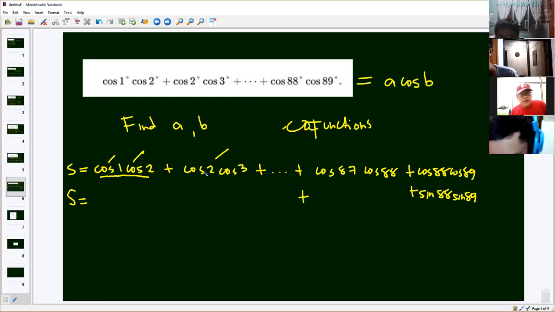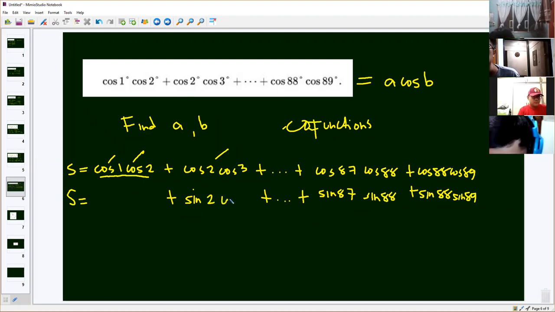Sine 88, sine 87. So that's sine 87, sine 88. Following this pattern, this thing is just sine... this would be sine of... no, 2 cos 2, right? Cos 3. And this would be sine 1 cos 2. You follow? Do you agree?